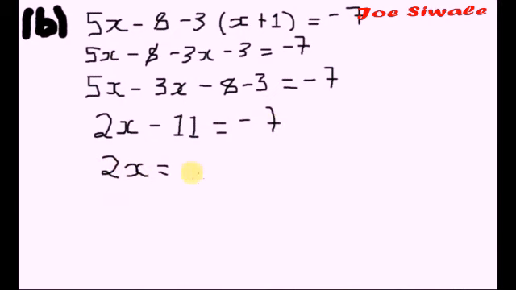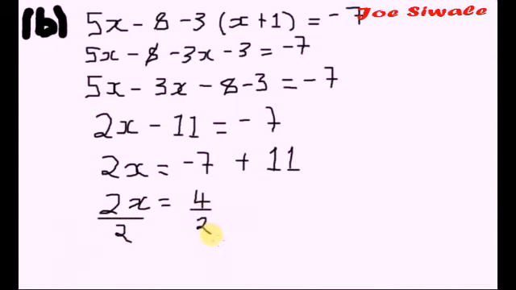Then I'm also going to collect the like terms, or transpose negative 11 to the other side. So I have 2x is equal to negative 7 plus 11. When 11 crosses the equal sign, it will be a positive. So I'll say 2x is equal to negative 7 plus 11, that's 4. So divide by 2. The 2 cancels out, so I have x is equal to 4 divided by 2, that's 2.